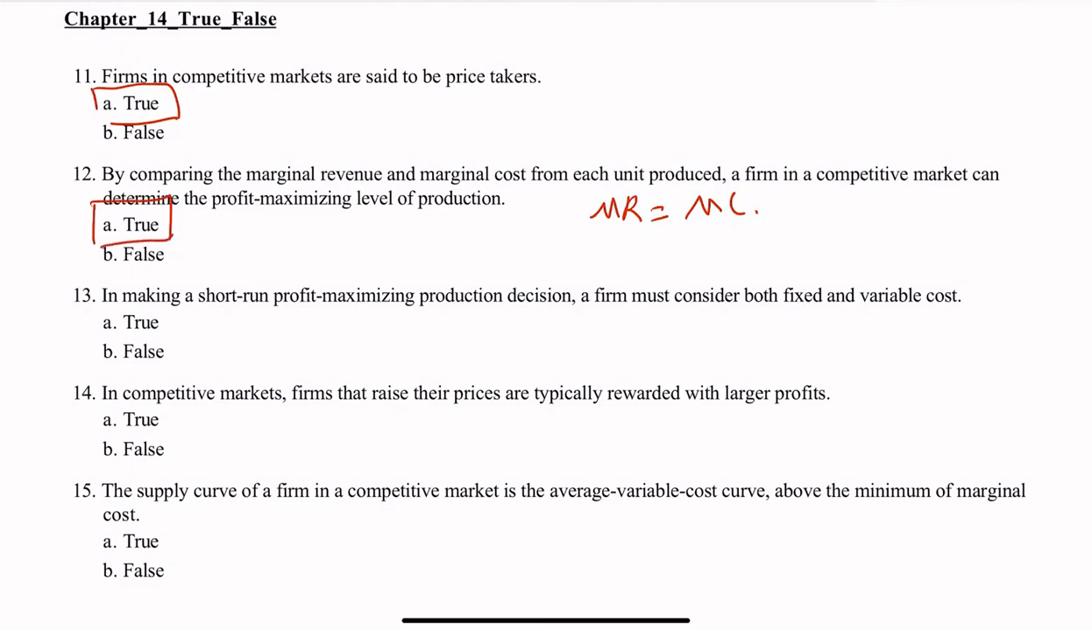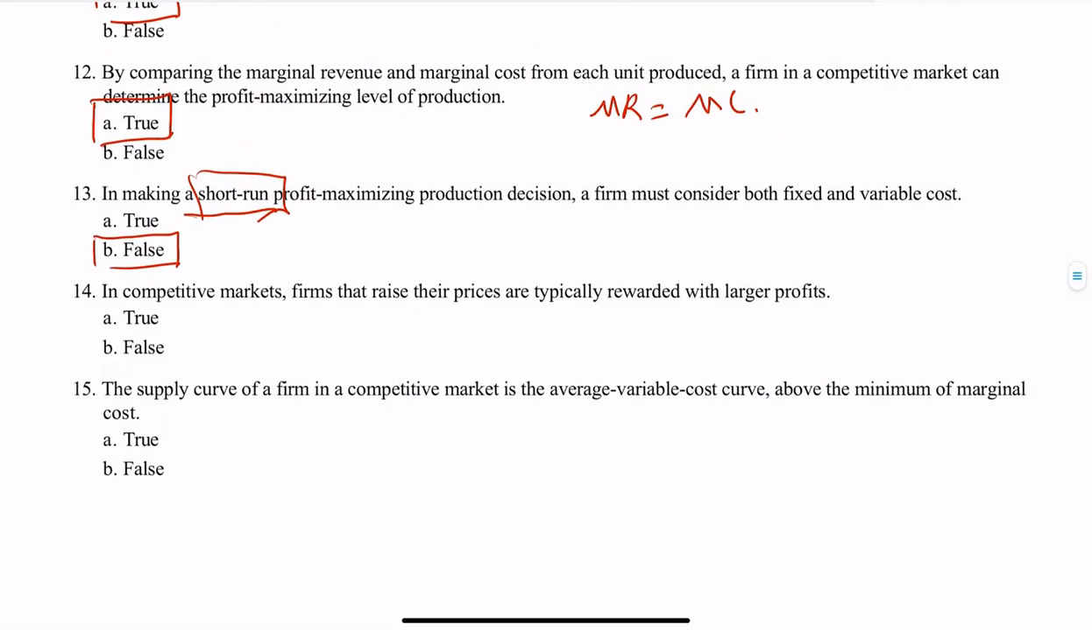13. In making a short-run profit maximizing production decision, a firm must consider both fixed and variable cost. So here we're thinking about short run. And you can see that, again, either shutting down decision or profit maximizing decision, fixed cost should not play a role, right? So the firm should not consider the role of fixed cost because it is a sunk cost. So this is false.